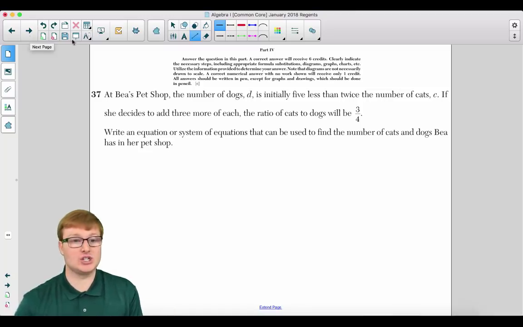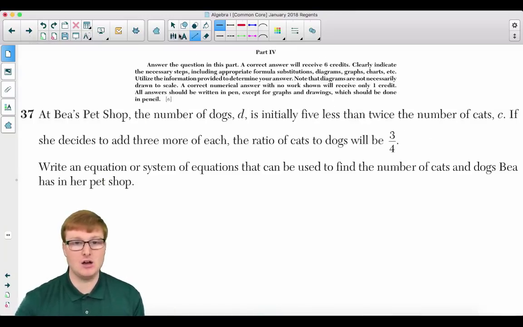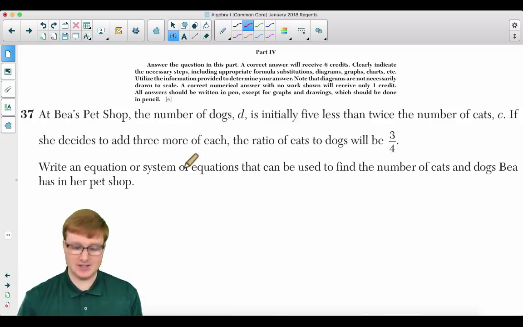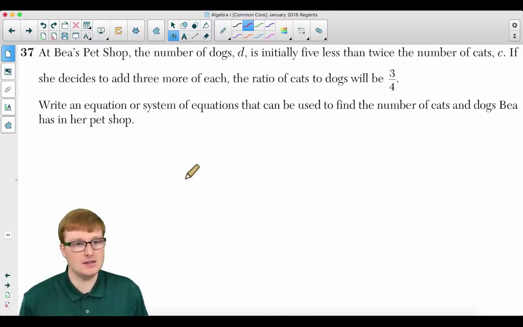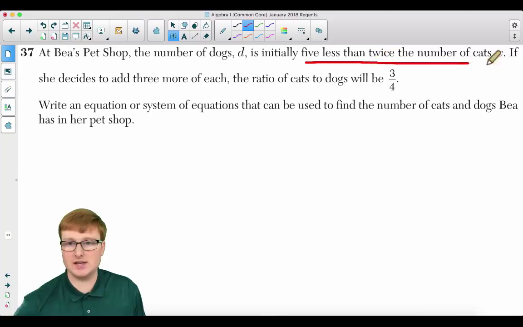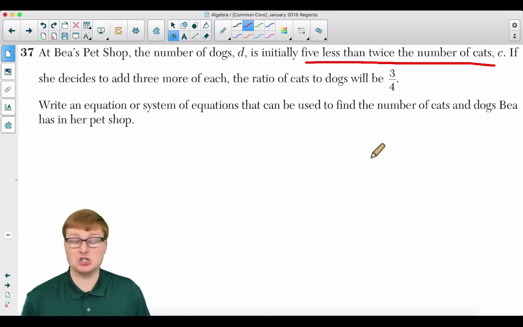Moving on to the final question, number 37. Understand by now that the last question on the Regents exam, on the Algebra 1 Regents, usually has something to do with systems of equations. Let's take a look at 37. At B's pet shop, the number of dogs D is initially 5 less than twice the number of cats C. If she decides to add 3 more of each, the ratio of cats to dogs will be 3/4. Write an equation or system of equations that can be used to find the number of cats and dogs B has in her pet shop.